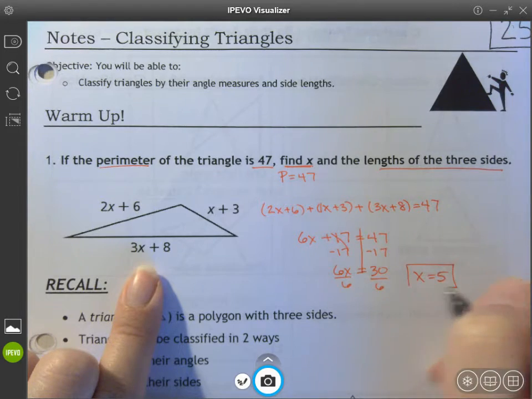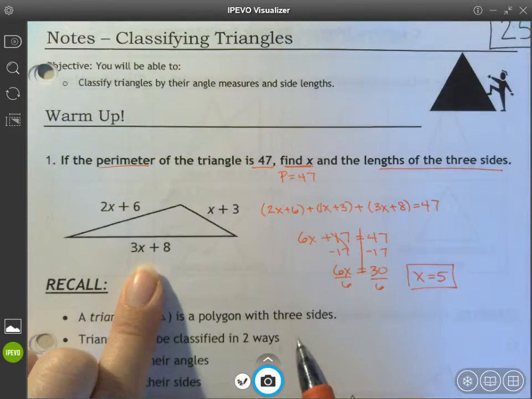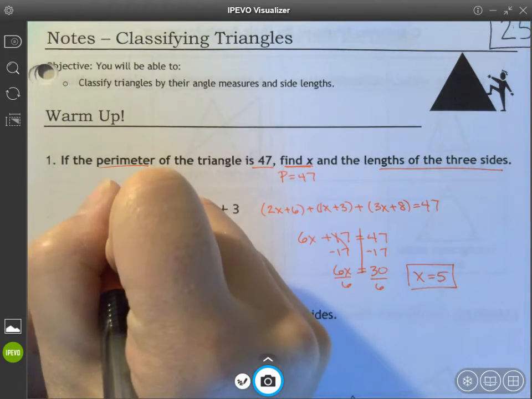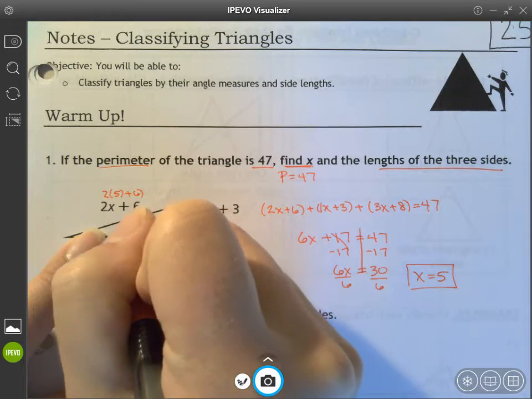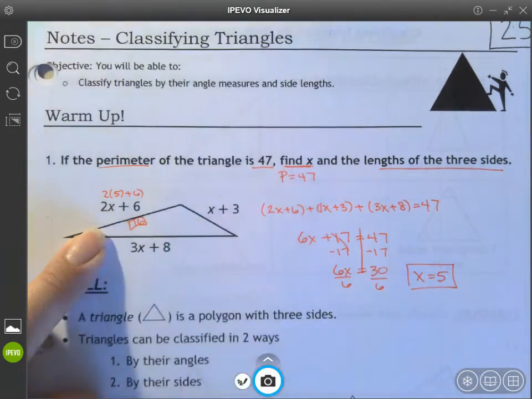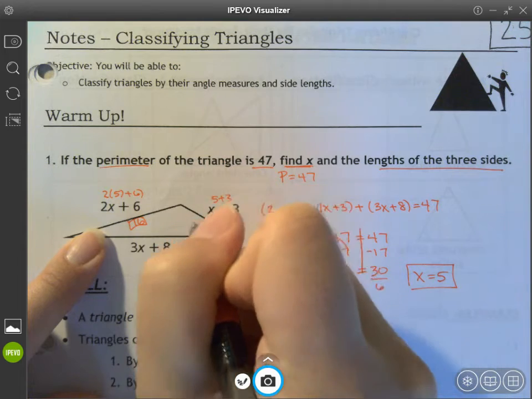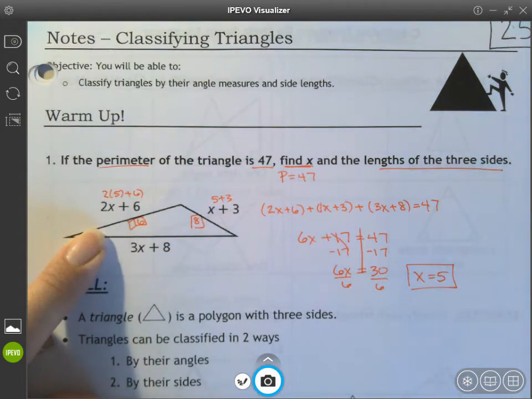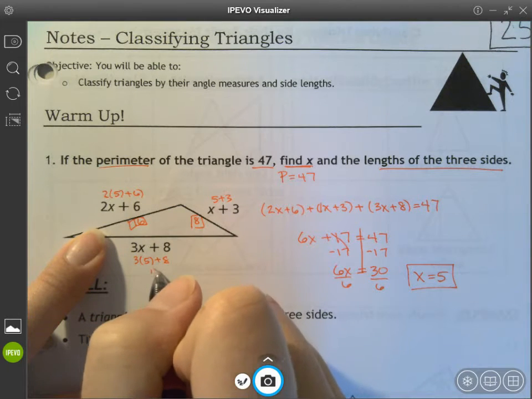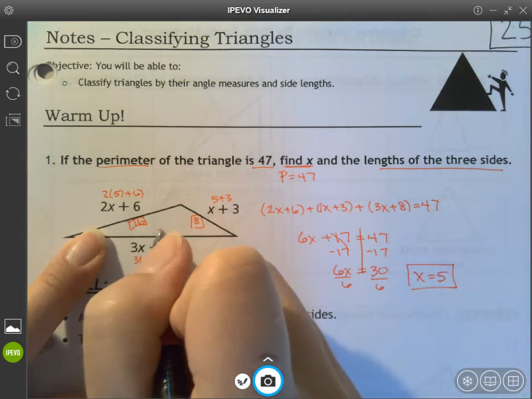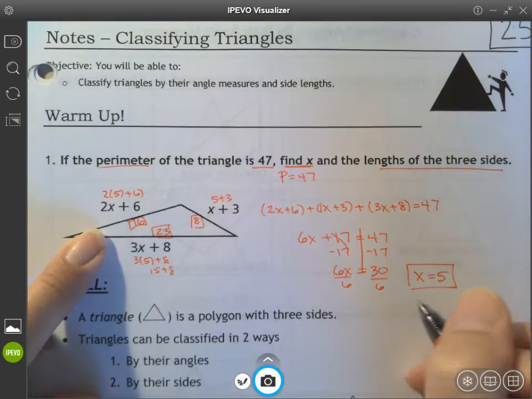So we found x, but we want to find the lengths of the three sides. All I have to do is take that 5 and plug it in. 2 times 5 plus 6 is 10 plus 6, so this side is 16. This would be 5 plus 3, so this side is 8. And this would be 3 times 5 plus 8, so 15 plus 8, and I should get 23. So x is 5, and the three sides are 16, 8, and 23. The order doesn't matter unless they tell you to list them from least to greatest.